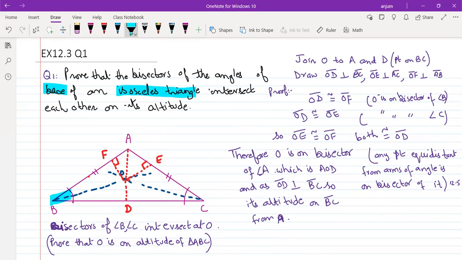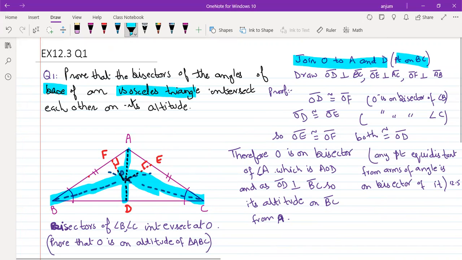We have drawn the bisector of B like this, and the bisector of C like this. They are intersecting each other at the point O. We will join this O to D, and again join O to A, the opposite vertex. So AOD is now a straight line. Join O to A and D, and D is some point on BC. Then we will draw some perpendiculars.